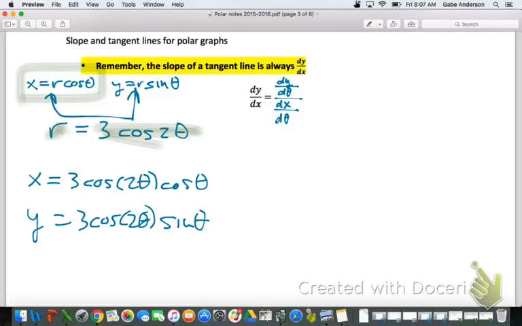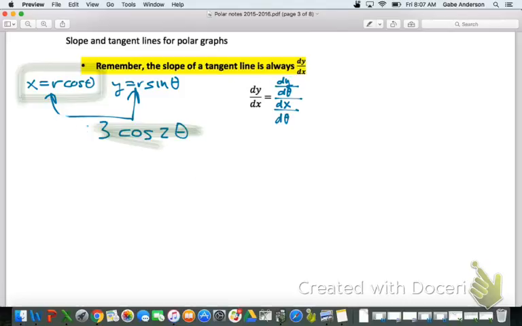Okay. So the bottom line, I'll just reiterate, is we want to have basically x in terms of theta, and we want to have y in terms of theta. And the reasoning behind that is our ultimate goal here is to find dy/dx. And if we don't have y's and x's in terms of theta, we're not really going to get there.